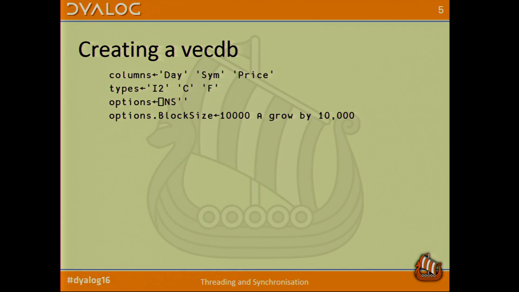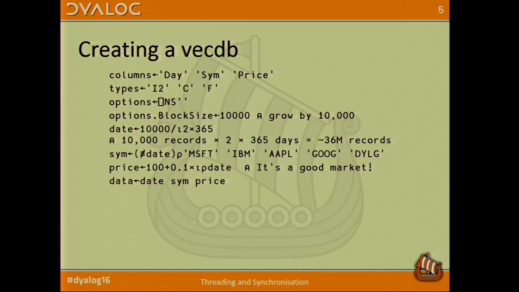So if you want to create a vecdb, you might write something like this. You create a list of column names, data types, and then you can create a little namespace with options in. In this case I'm setting the block size, which is how much the database is going to grow each time it overflows, 10,000 records. Create some random data here. It's not quite random. So I've got, what I've got here, 36 million records, some symbols, a price which is growing very nicely over time.